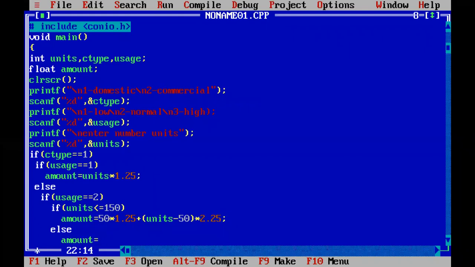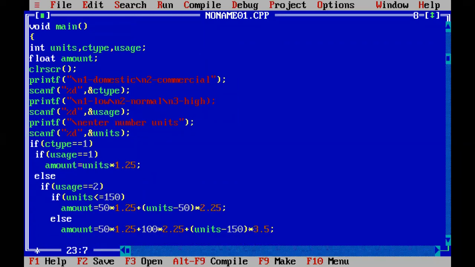Else, amount equal to first 50 units, 50 into 1.25, plus 100 into 2.25, plus remaining units, (units minus 150) into 3.5.